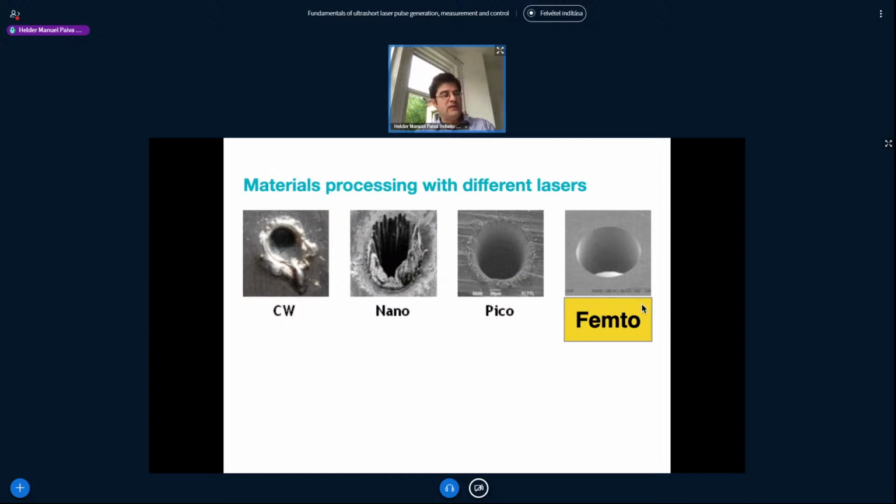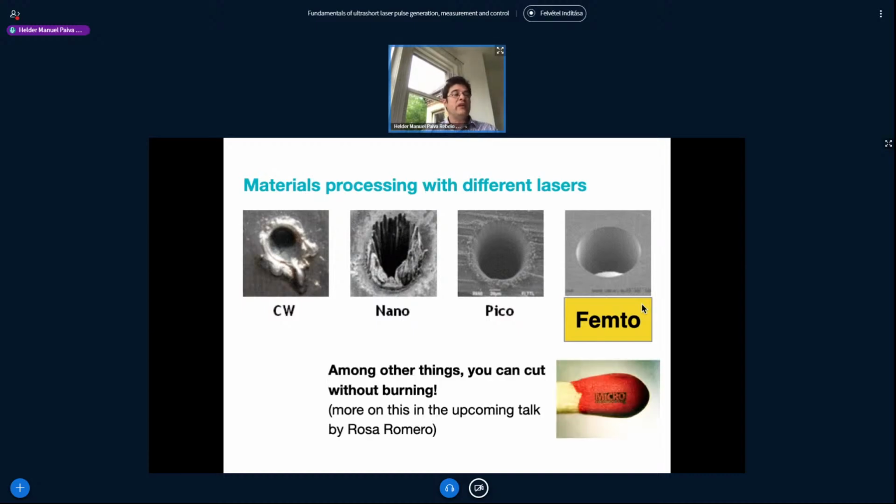Among those things, one of them is really the capability of cutting without burning. Okay, and this is a photo from a company which machined their logo on a match head, so without burning the match. So we'll be hearing more about this property in the next talk by Rosa Romero, where she'll be discussing the biomedical applications of ultra-short laser pulses.